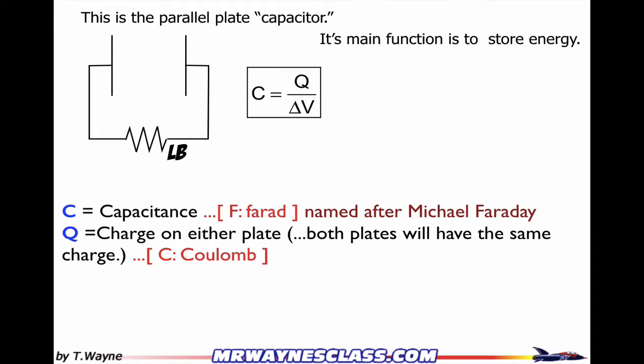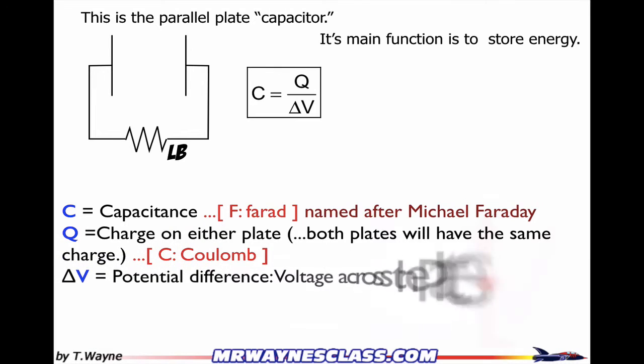It's measured in coulombs. So if I have these plates up on the screen, one plate might have, say, 10 coulombs. The other plate would have negative 10 coulombs. And Q, the value you'd use, would just be 10 coulombs. So it's just the charge on one of the plates, the absolute value of the charge, so don't worry about the negative. And finally, delta V is the potential difference, the voltage across these two plates, measured in volts.